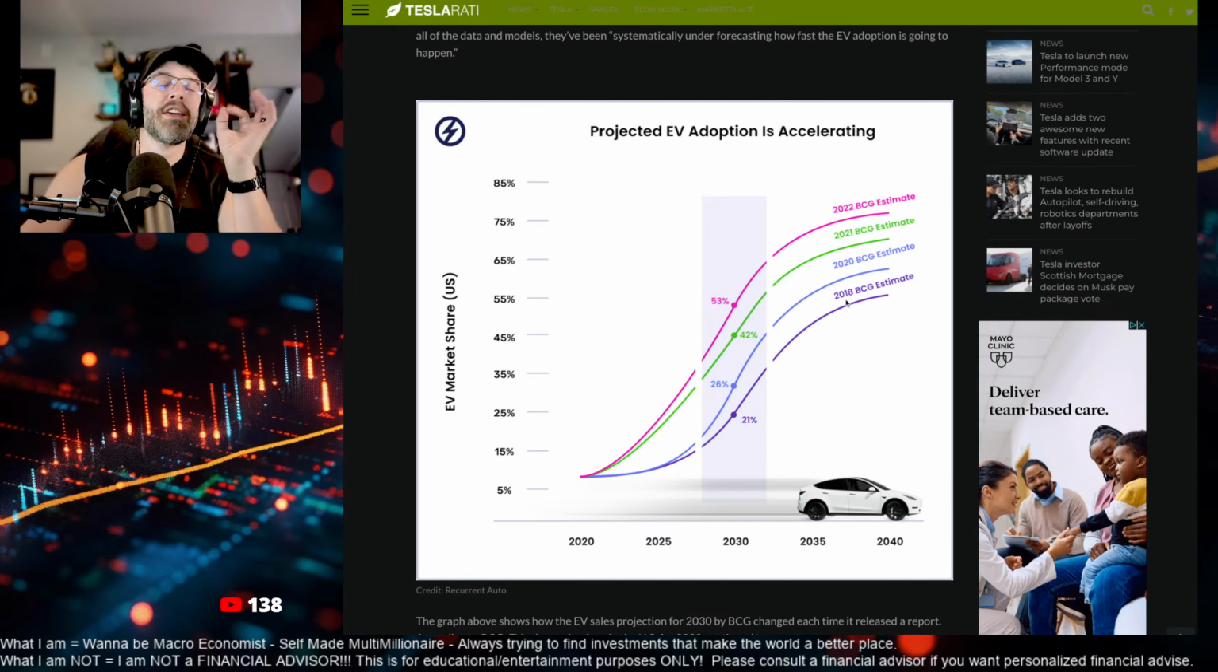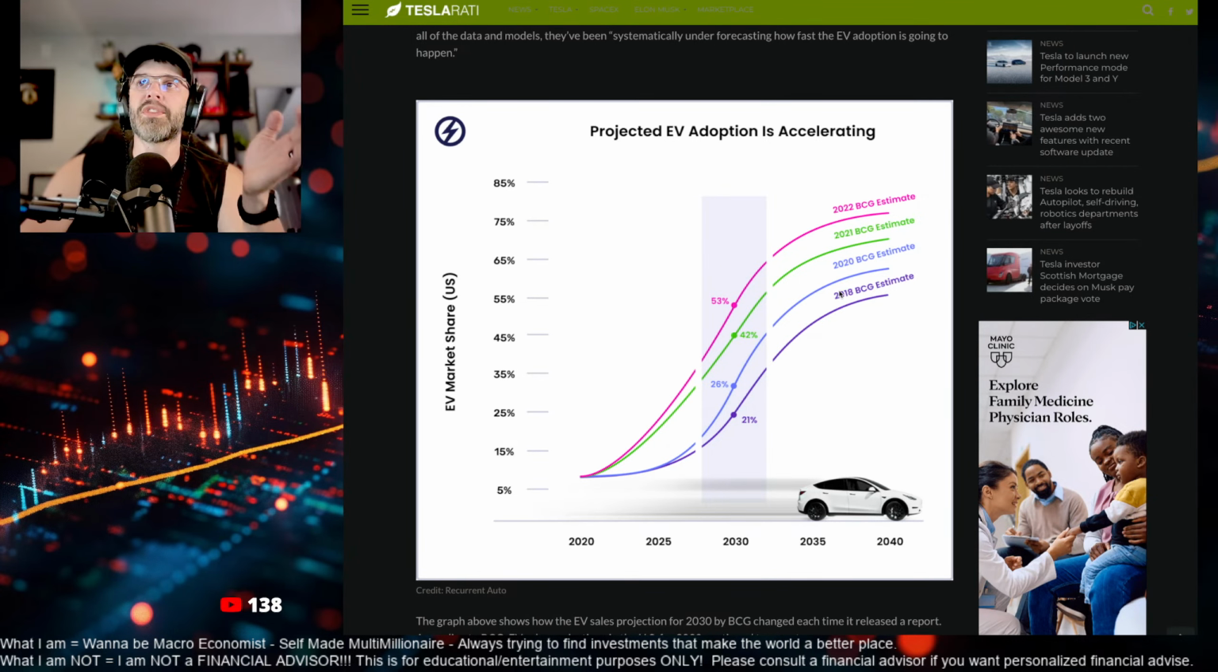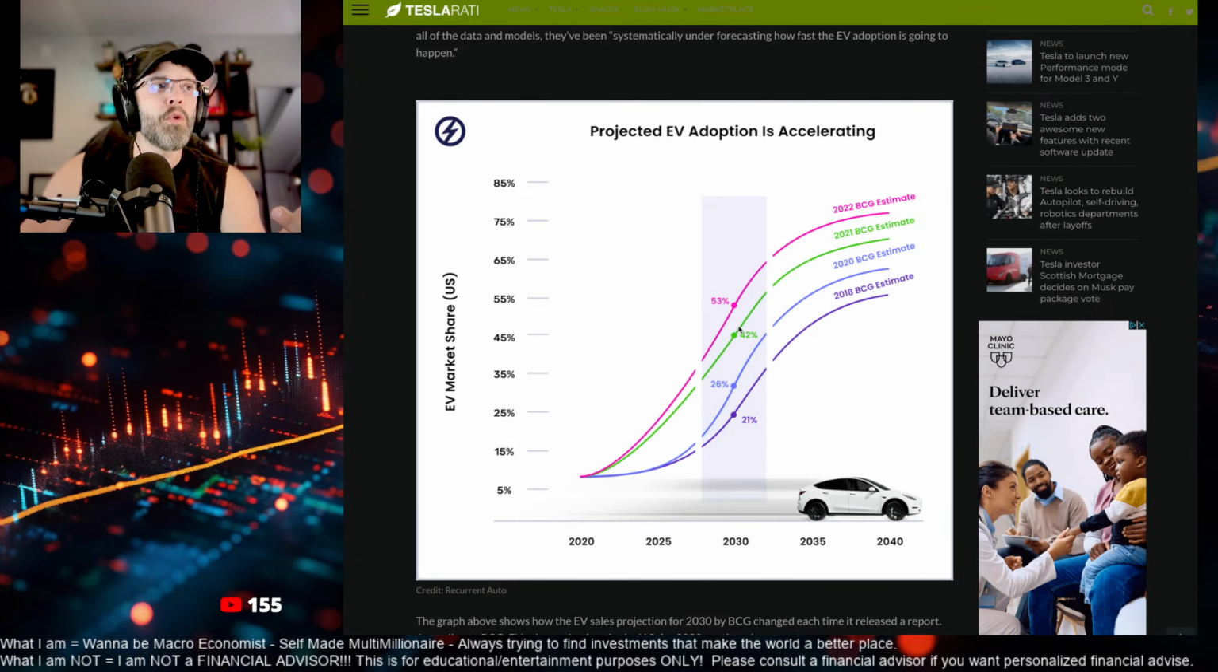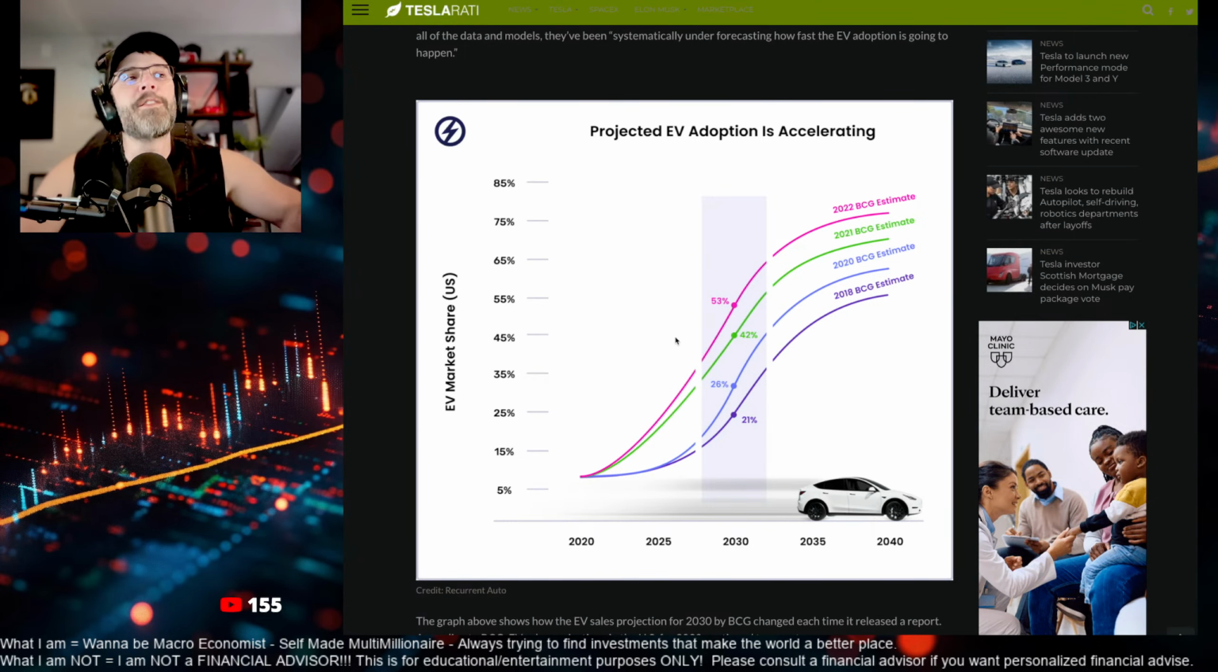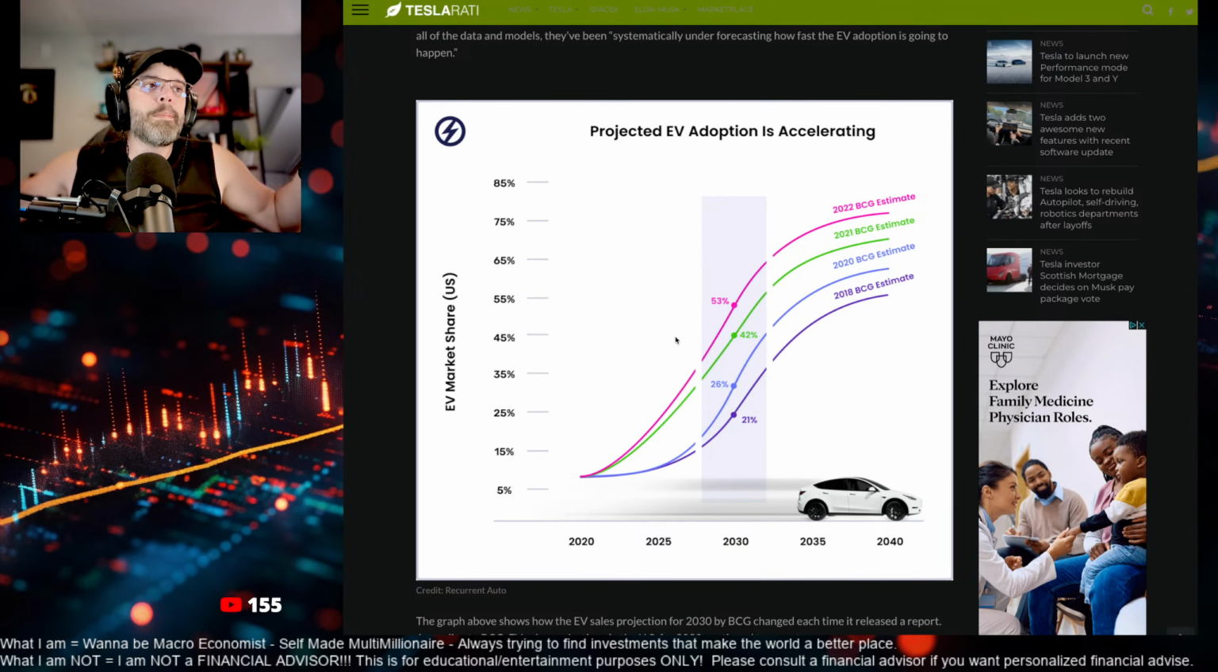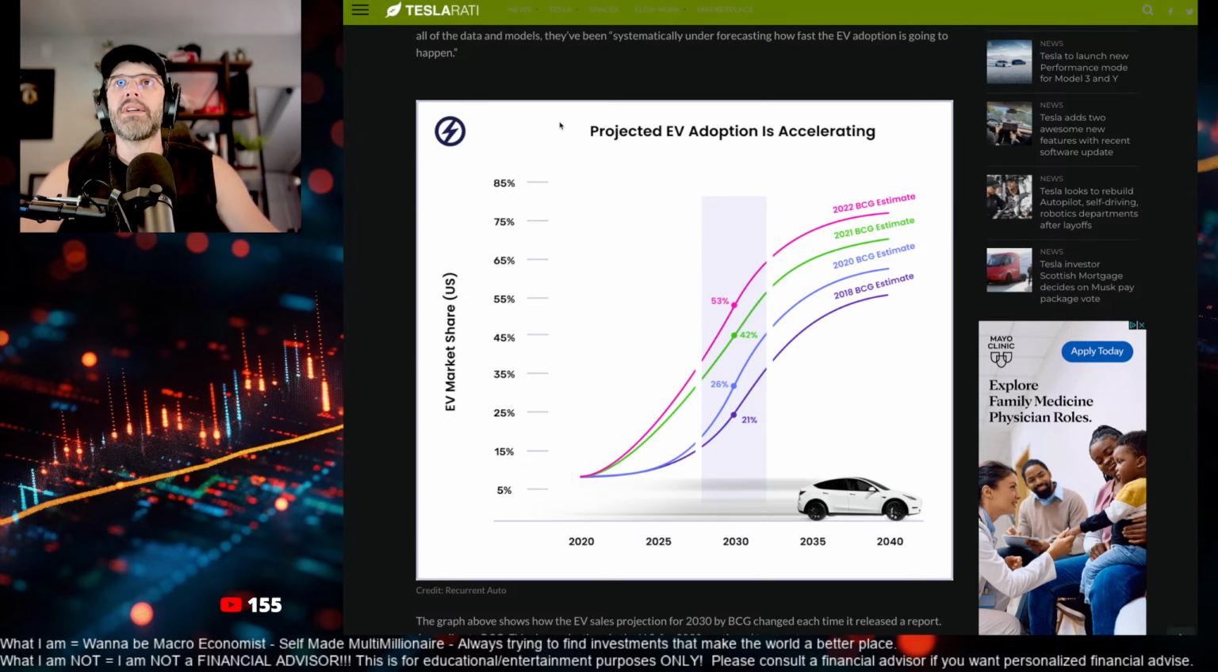The important thing to understand about this BCG estimate is to look at what's happened. In 2018, they thought it was 21%. In 2020, they thought it was going to be 26% by 2030. In 2021, they thought it was going to be 42. In 2022, they thought it was going to be 53. And again, I think 60% is probably a more accurate level. Right now, if you look across the entirety of the world, we're in single percent adoption rate for overall cars on the road, like 1 to 2%.